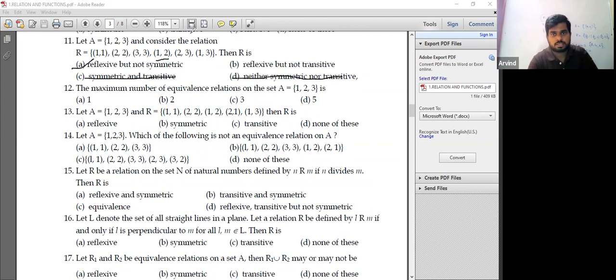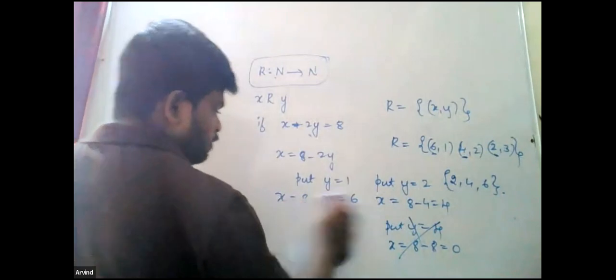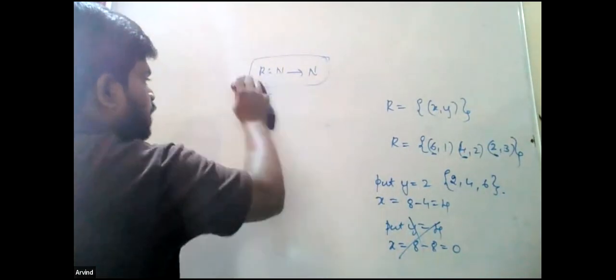People who have got it, excellent. Meanwhile, some have already started the 12th one. You should tell me the maximum number of equivalence relations on the set A. So I'll show it on the board. Observe. This you should work it out.